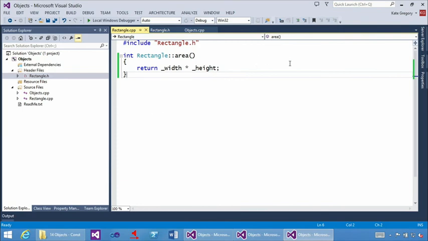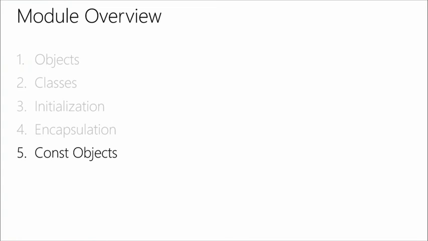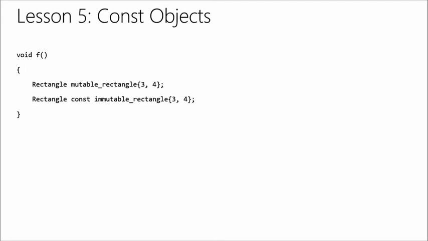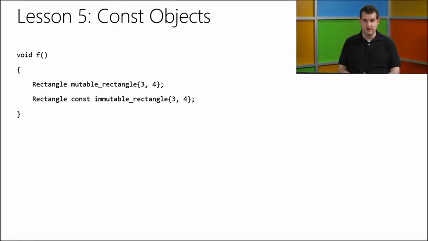Cool. So finally, we're going to talk a bit again about the const keyword and how it applies to objects. So as we saw before in the previous section, we can const qualify integers. So here the int y is const qualified. We can't make changes to it. Similarly, we can do the same thing with rectangles or any class type. So here we have two rectangles. One of them is a mutable rectangle. We can change it. It's not const qualified. And one of them is an immutable rectangle. So it's const qualified. We're not able to change it.